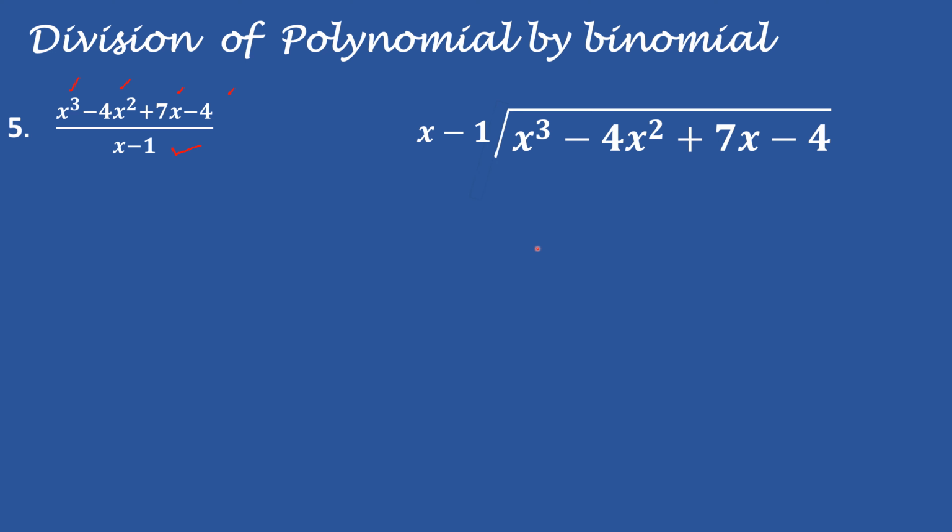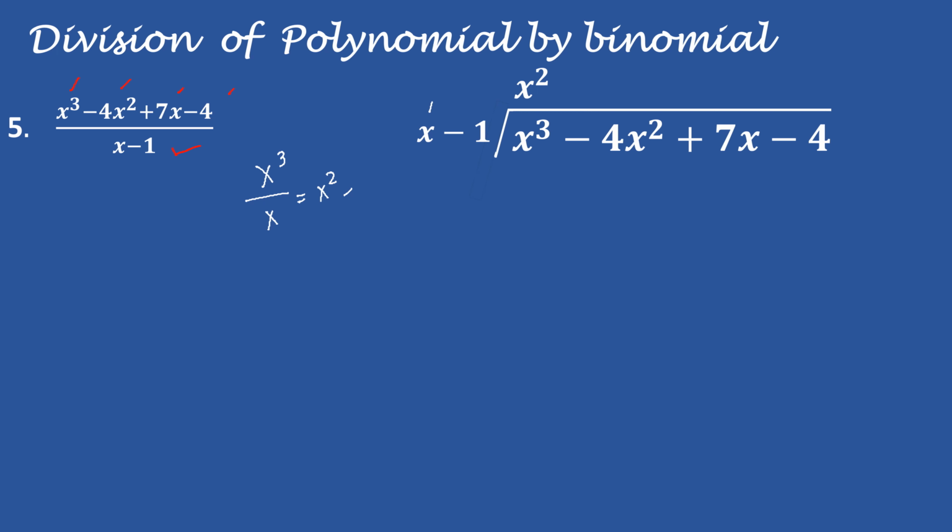First, we are going to divide the first term of our dividend by the first term of our divisor. What do I mean by this? It is simply x cubed divided by x. Of course, we get x squared. And where should we place the x squared? The x squared will be placed above the x cubed.